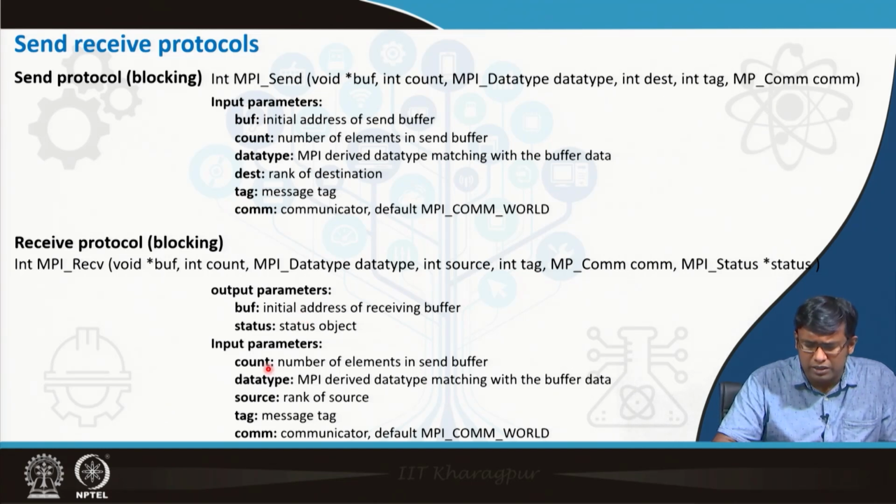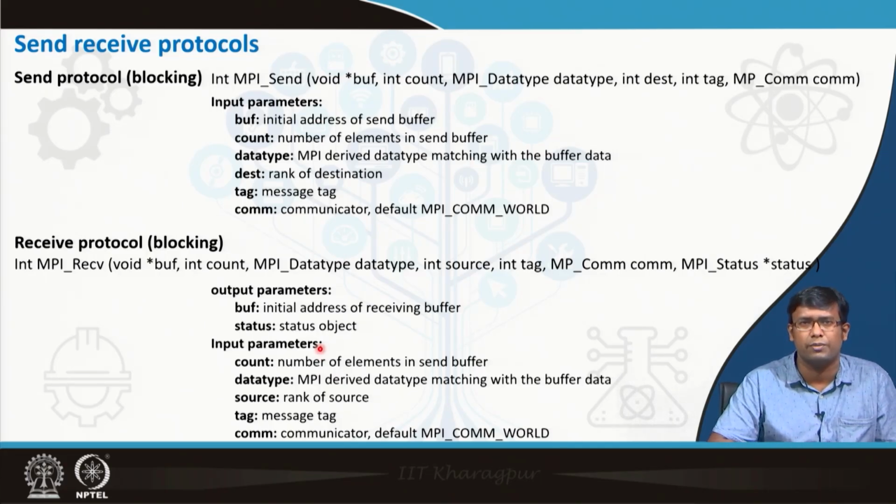And the input parameters are that while writing this protocol, you have to mention the count, what is the number of elements that is in the send buffer. The same number of elements should come in the receive buffer. The data type, the source from where it is coming, the tag, and the communicator.